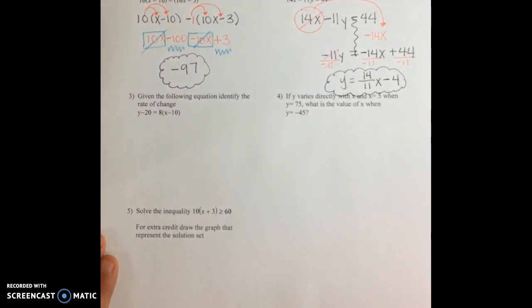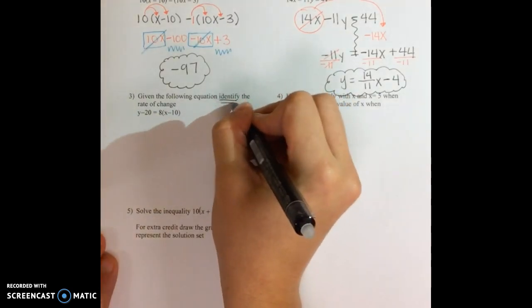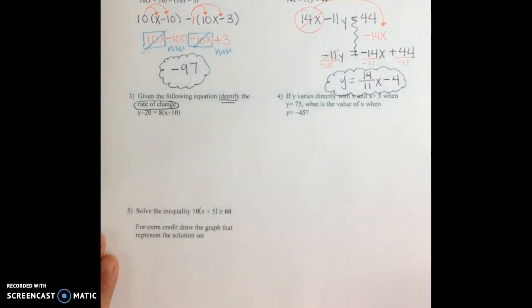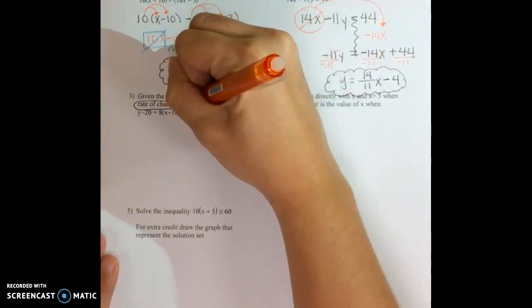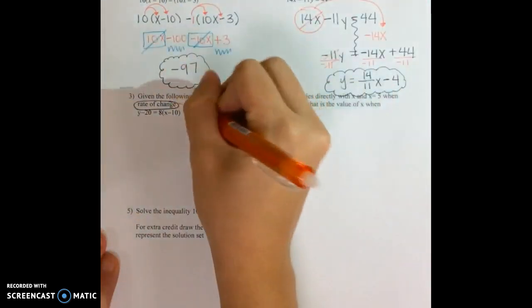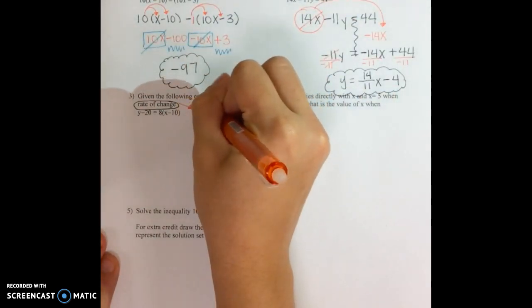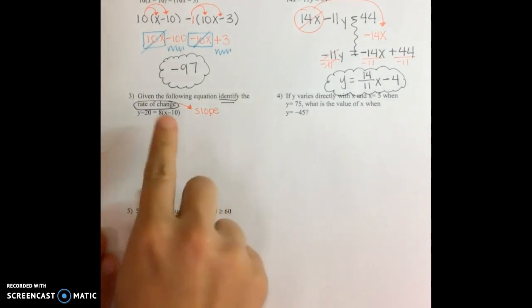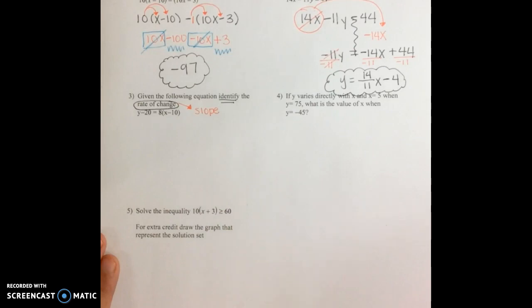So, second problem. Given the following equation, identify the rate of change. Rate of change is the same thing as slope. Because they are asking for the slope, this is a very simple problem. We don't actually have to do any math work. You look at the equation and you're thinking, what does it look like?